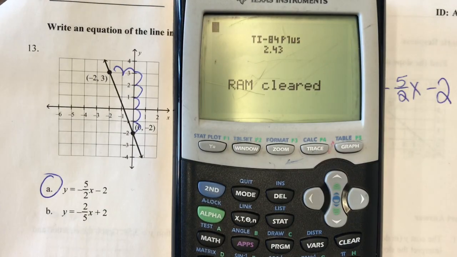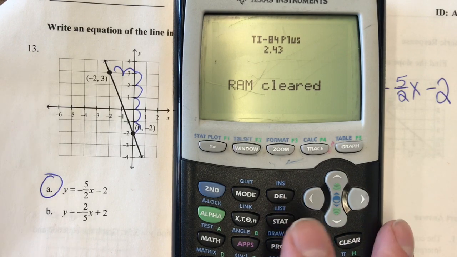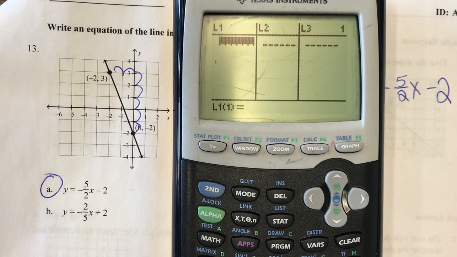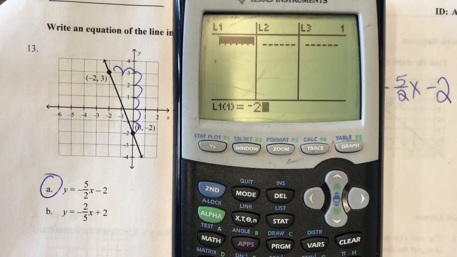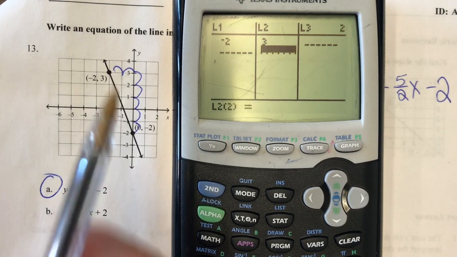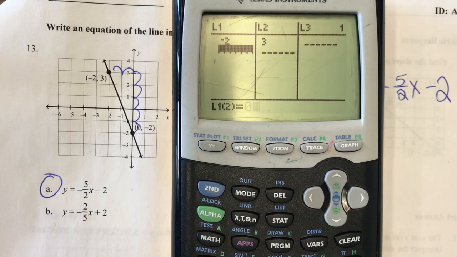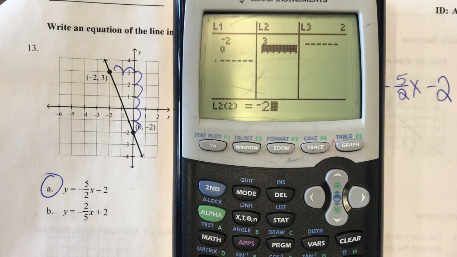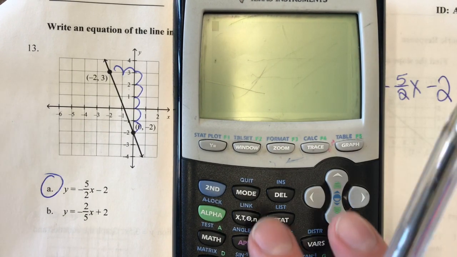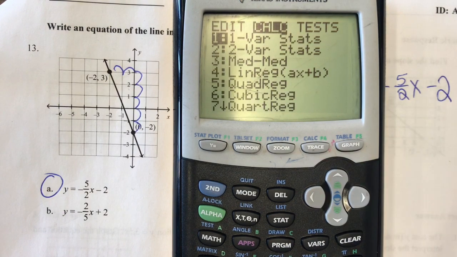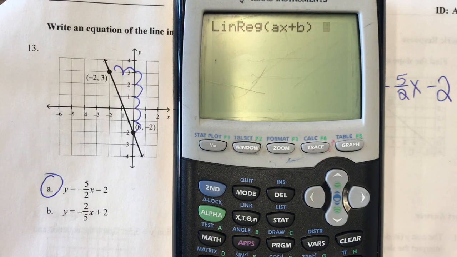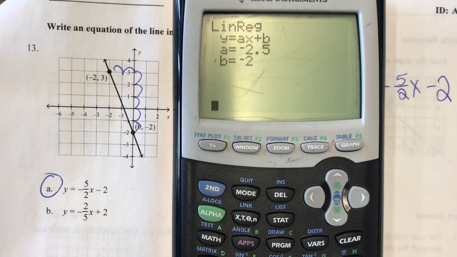If you have a calculator, then you can use good old LinReg. LinReg says take a stat, take an edit, negative 2, enter, 3, enter. I'm using those points right there. Also 0, enter, negative 2, enter. Second mode quits out. Stat, calc, LinReg, enter.